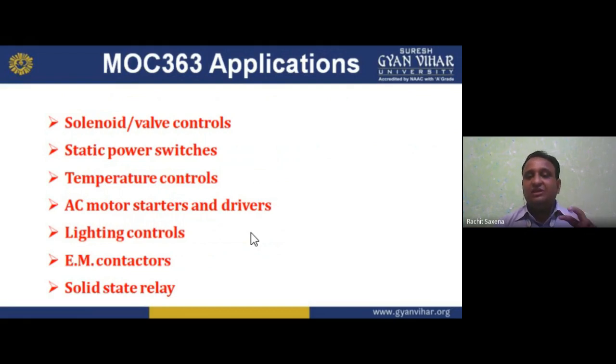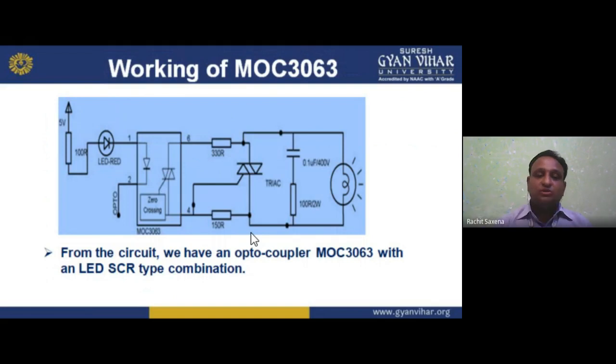Okay, in this one we have one thing, that is the zero voltage crossing driver, which I am using, but in the previous one we didn't use it. So I hope you understand about these four categories. Now, working of MOC 3063. It is very simple, like this.